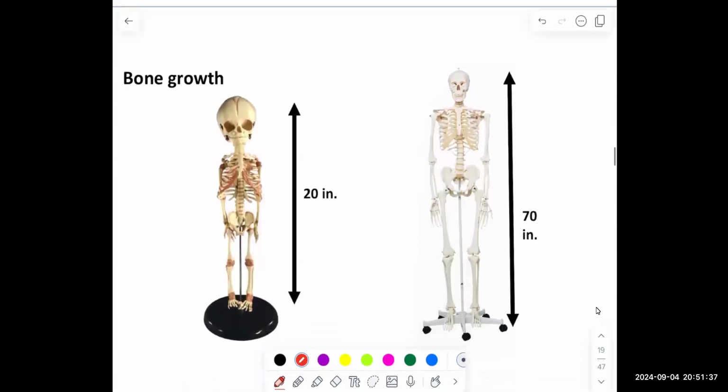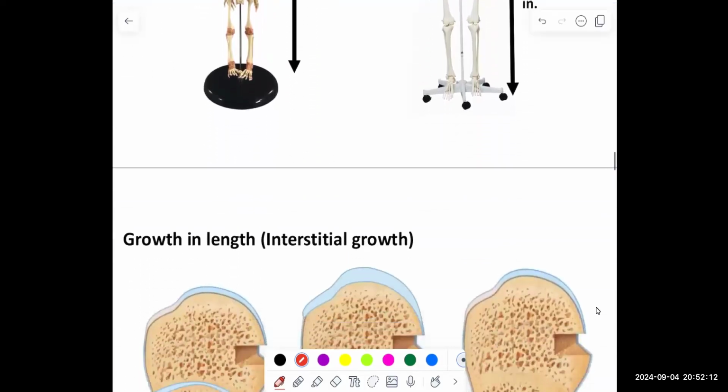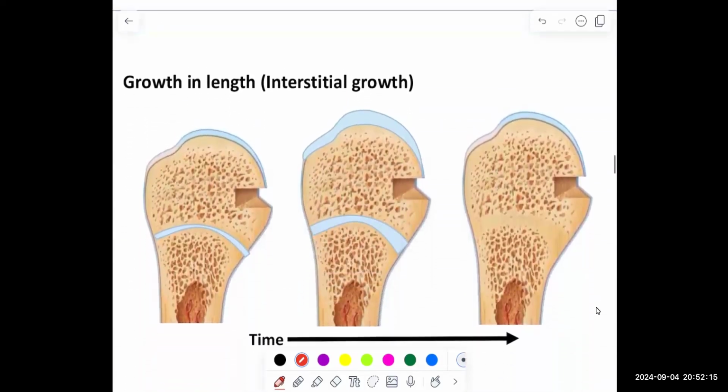So think about it. Average child is about 20 inches in height. Average adult, 70 inches in height. Bones have to grow. Not only do they have to grow longer, they also have to grow wider to support the weight. Okay. So bone will grow in length and width. And I want you to think of it as the following. Growth in length.